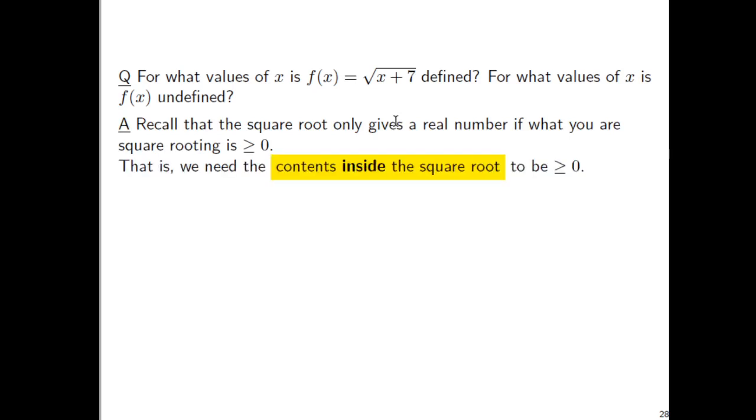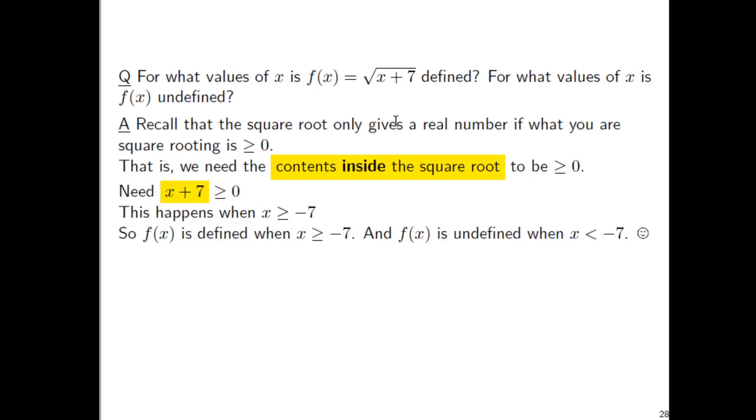So here's the thing. We need the stuff inside the square root, I mean, truly the contents inside the square root, to be greater than or equal to 0. In this example, the contents inside the square root is x plus 7. So we need x plus 7 to be greater than or equal to 0. Right? That's the stuff inside. So the root tells us where to look, and inside the root is an x plus 7. That's what we're rooting, what's in yellow here, and we need that to be greater than or equal to 0. So this happens when x is greater than or equal to negative 7. So in summary, f of x is defined when x is greater than or equal to negative 7. And on the flip side, f of x is undefined when x is less than negative 7.